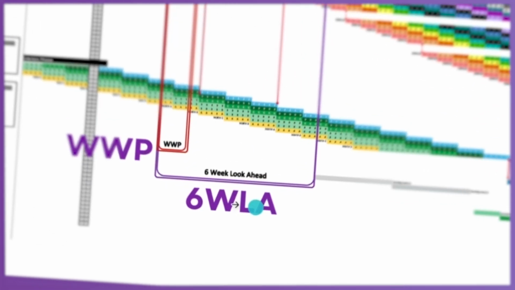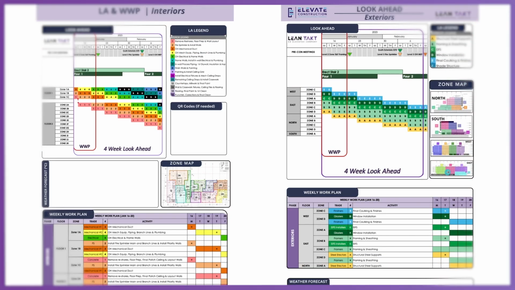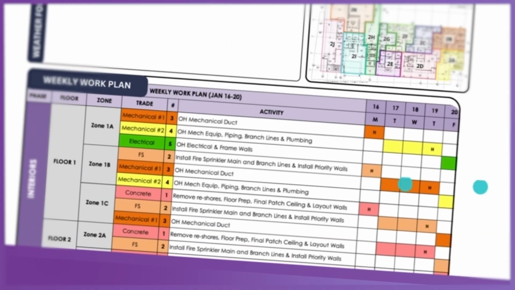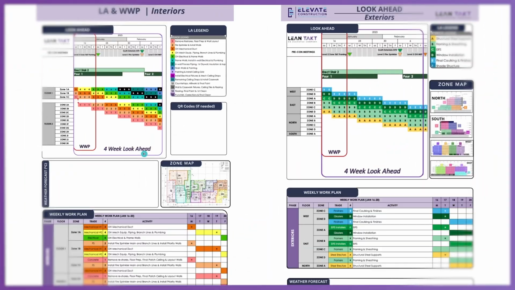Because from there, we can filter out our 6-week look ahead and our weekly work plan and really get these visual formats out to the trades in a way that they like to see it. Very, very visual, right? You can see the weekly work plan for the interiors and exteriors and the look aheads. In this one, because I wanted to show it to you, we did 4 weeks, but I prefer to do 4 to 6 weeks is super fine. I typically like to do 6, but this one shows better with 4. So this is what your look ahead and weekly work plans would look like from that same example.